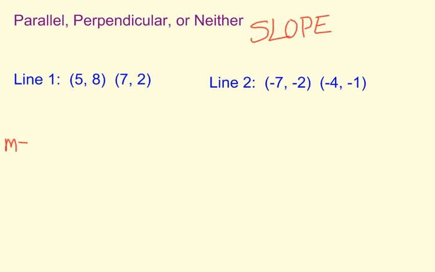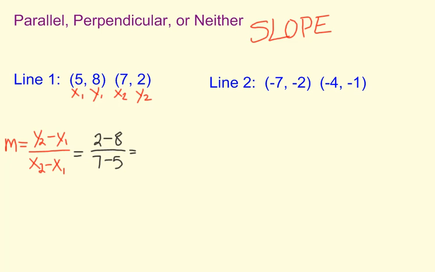Slope formula, make sure we have that memorized: y2 minus y1 over x2 minus x1. I do think it's helpful to label your points. And then when we plug in our numbers, our y2 is 2 minus y1 is 8, over x2 is 7 minus 5. So 2 minus 8, we have negative 6 over 7 minus 5 is 2, and we end up with a negative 3 for our slope. So that's the first part. We know the slope of line 1.